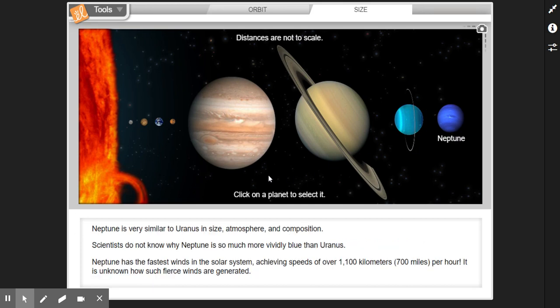And then lastly, beautiful Neptune. Neptune is very similar to Uranus in size, atmosphere, and composition. Scientists do not know why Neptune is so much more vividly blue than Uranus. Neptune has the fastest winds in the solar system, achieving speeds of over 1,100 kilometers per hour. It is unknown how such fierce winds are generated. Probably not a great place to colonize, right?